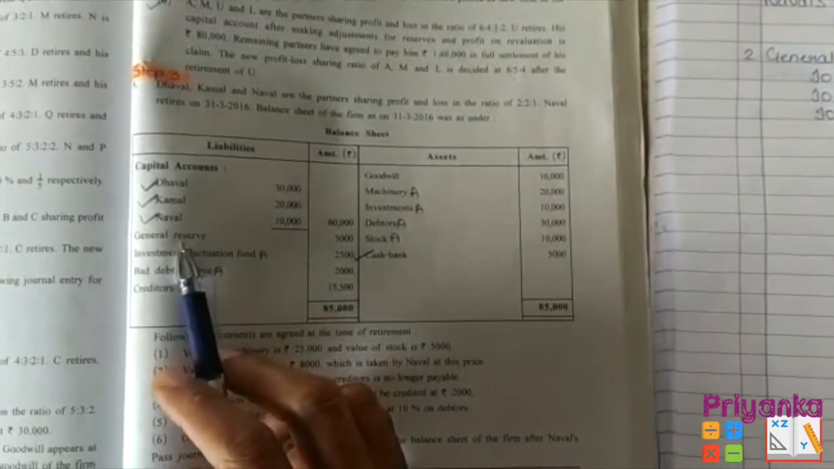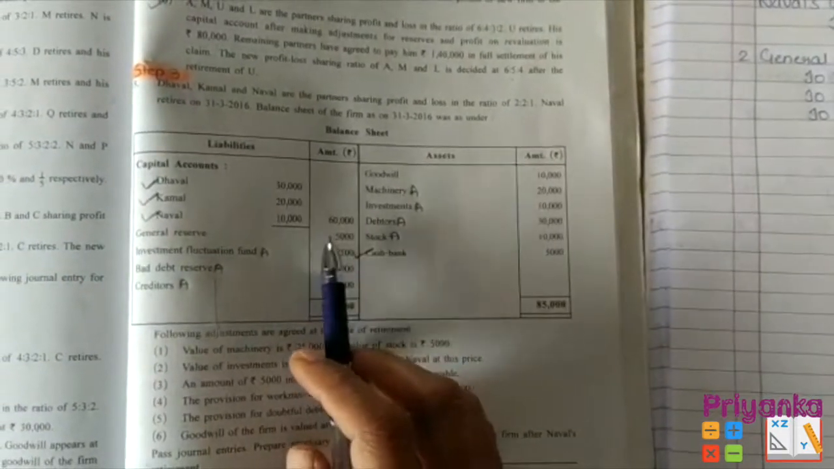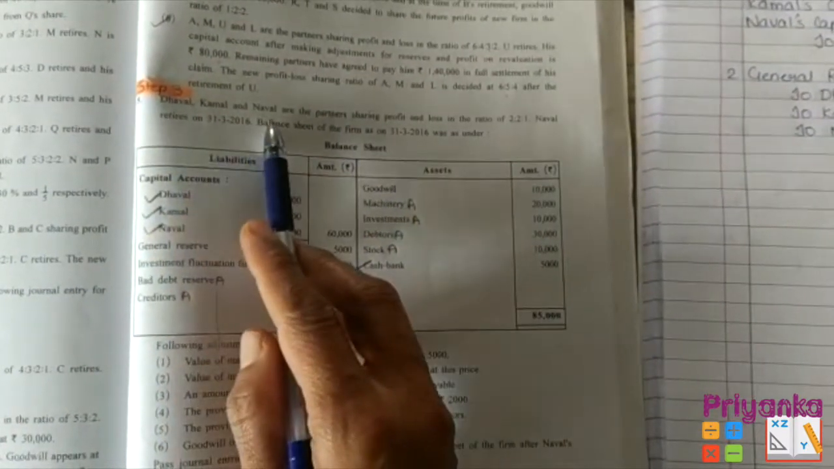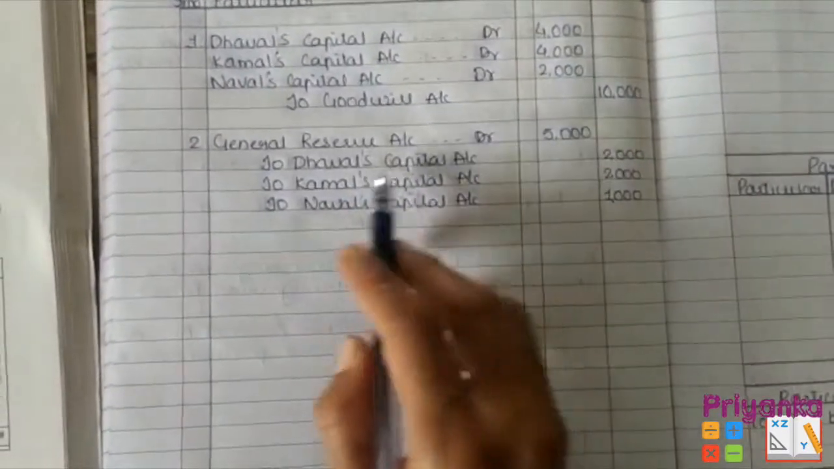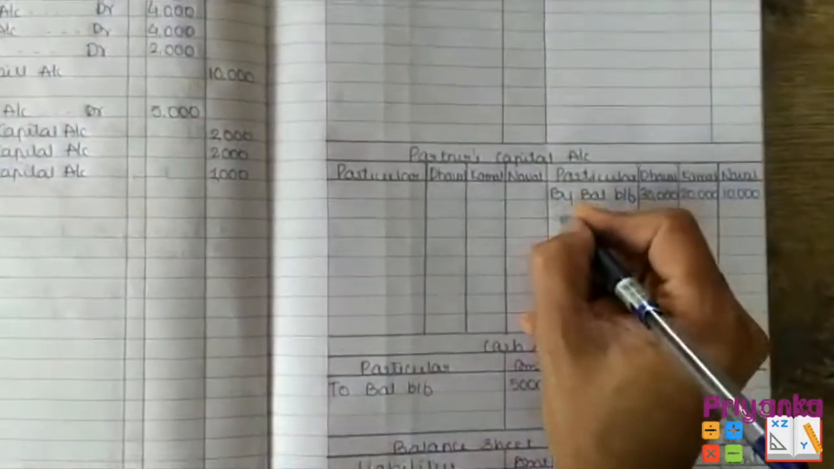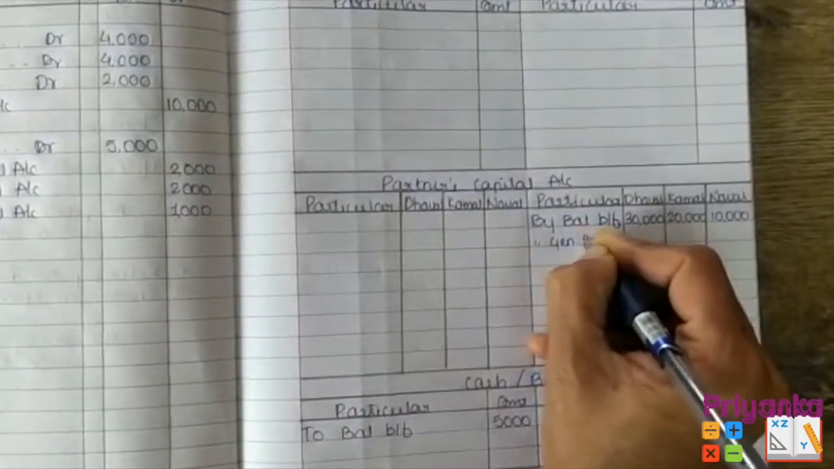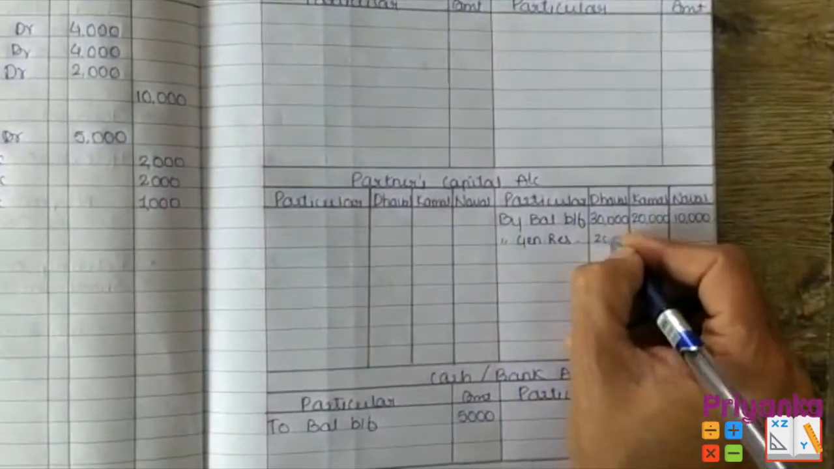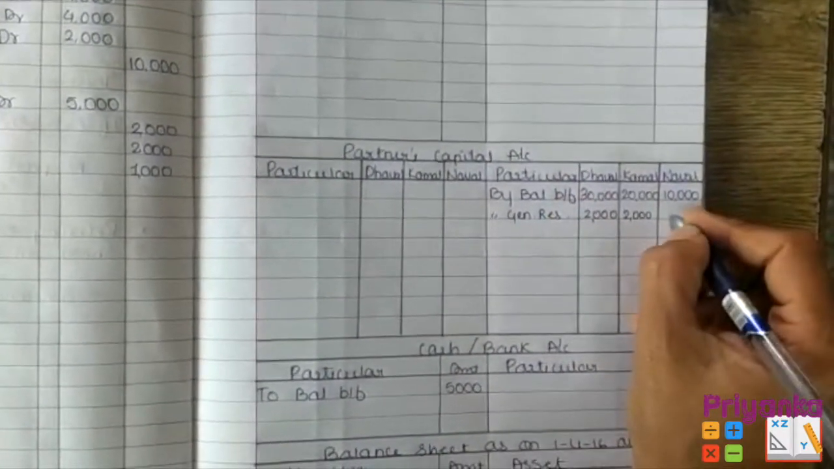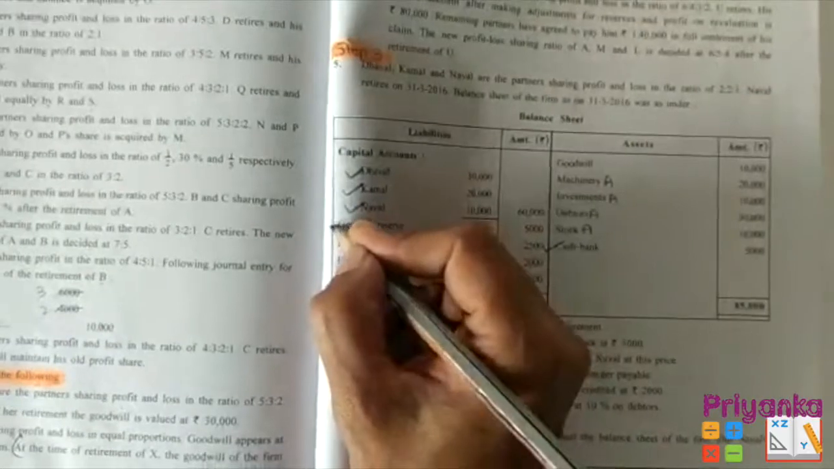Now here you can see general reserve, that is 5,000. This is the old general reserve before the retirement of the partner, so this will be distributed between these three partners in their old ratio. Here is the entry for general reserve 5,000, which will be distributed between them. So this will move to the partners' capital accounts. General reserve we are going to give the same way as we used to in the last chapter, on the partners' capital account credit side. So here we finish general reserve. This one is done and the remaining items are all related to the adjustment.